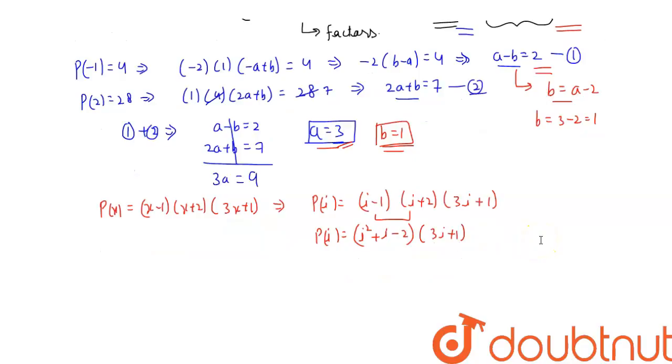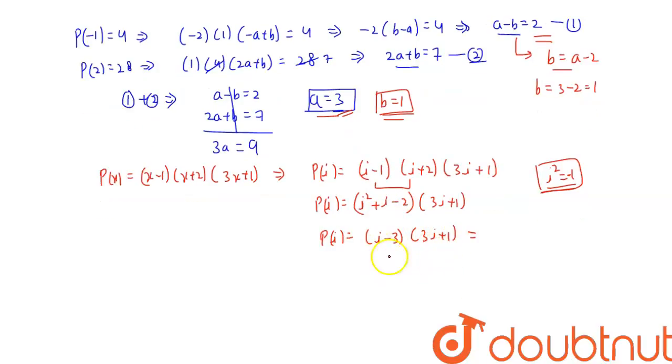Now we know that i square is equal to minus 1 in complex numbers. So we are going to put this i square as minus 1 here, and we get the p of i as minus 1 minus 2, that is minus 3. So here we have i minus 3 multiplied by 3i plus 1.